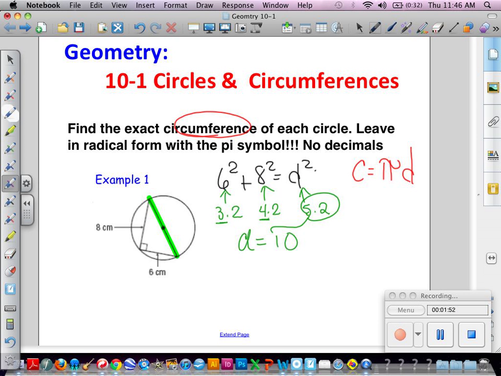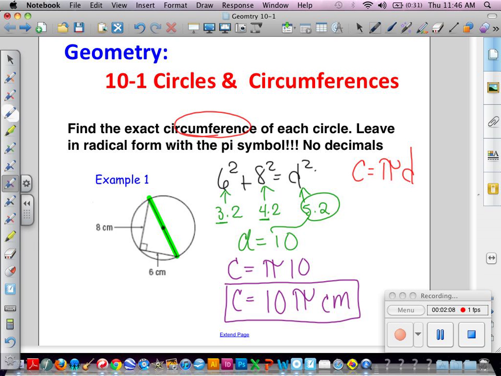Now I'm asked to find the circumference. So circumference is pi, my diameter is 10. 10 pi centimeters is my circumference. Pi symbol is second.